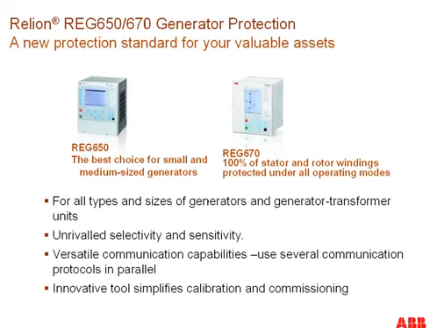ABB has a complete and comprehensive product portfolio when it comes to generator protection. We have REG 650 relays, as well as REG 670 relay, and REG 650 is for small and medium-sized generators, whereas REG 670 can be used for all types of generators.